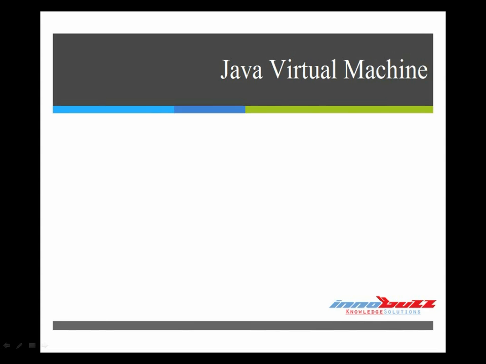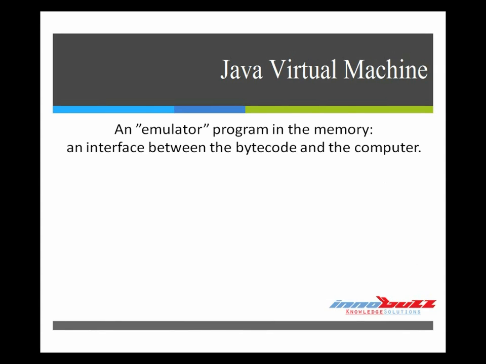One of the most important features of the JVM is that it can do the interpretation of the class files in the same way on every platform. So the same class file can be run the same way on all platforms. The JVM is not a physical machine, but more like an emulator program in the memory of the computer, which is an interface between the bytecode and the computer. The most important parts of the JVM are the following.